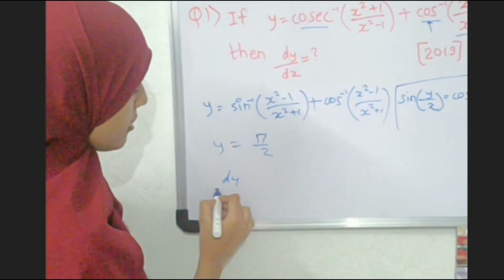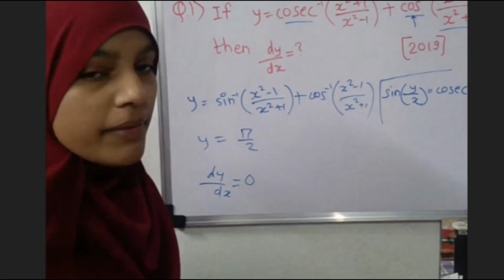So we know differentiation of a constant is 0. So the answer of dy by dx will be 0.